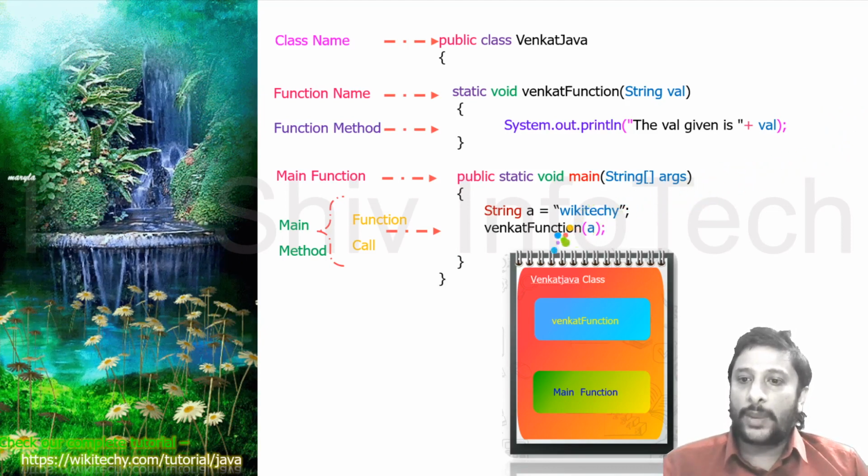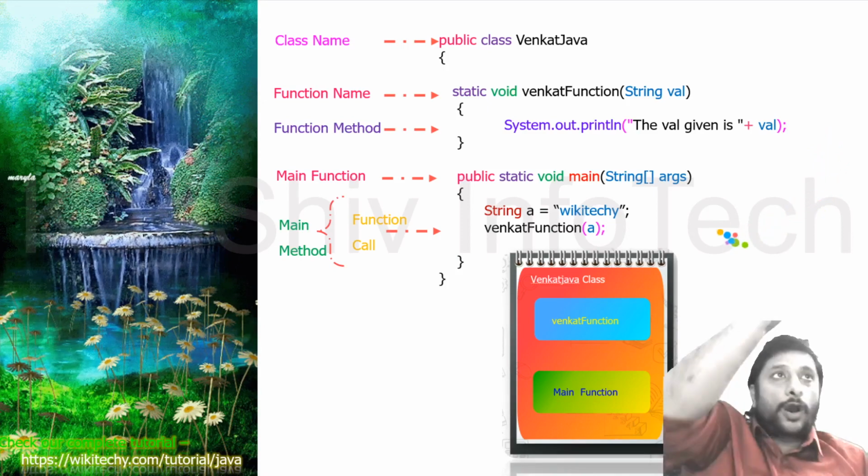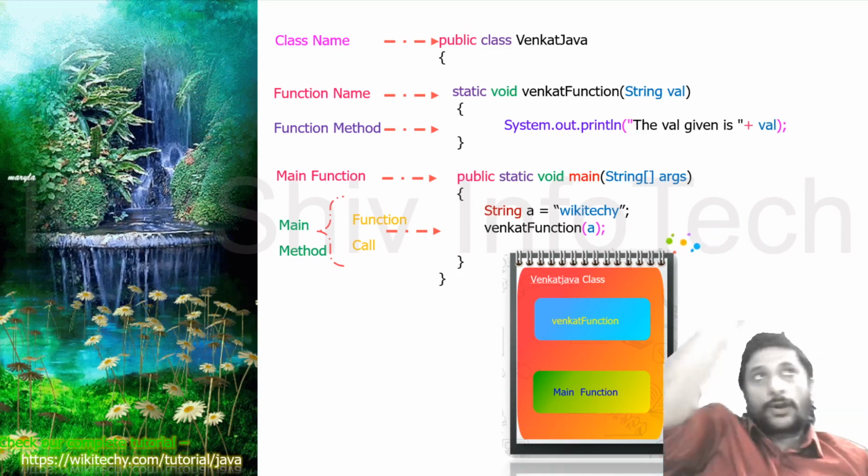The Wikitechy variable started coming up, and afterwards my Venkat function is called. Now the program is going on to my Venkat function. Yes, the Venkat function is executed and the argument is taken. That is, Wikitechy is taken, and the System.out.println and the value are executed. You get the output. Once it is called, it will come back here.